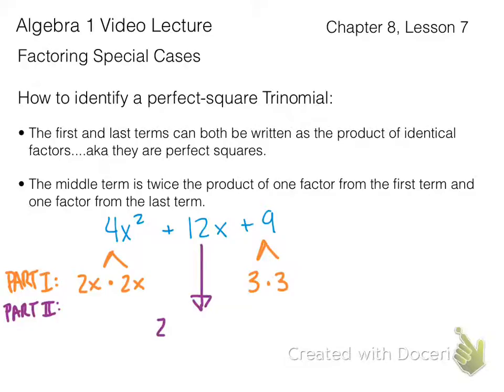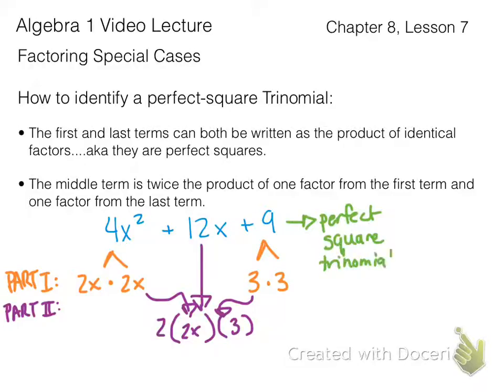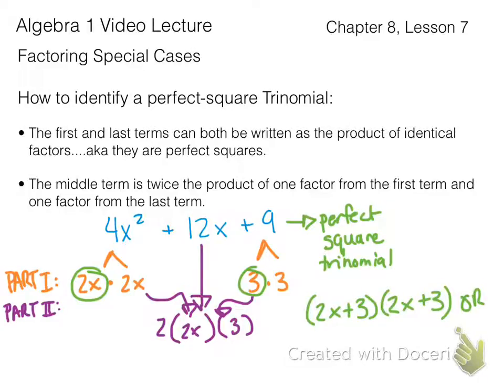Part 2 is, can the center term be written as 2 times A and B? So is the 2x and the 3 in there? Yeah, well, there we go. So that means that this is a perfect square trinomial, which means it should fit into the perfect square special case scenario. Now, it's A plus B times A plus B, because both of them are being added. So there you go. You have 2x plus 3 squared.